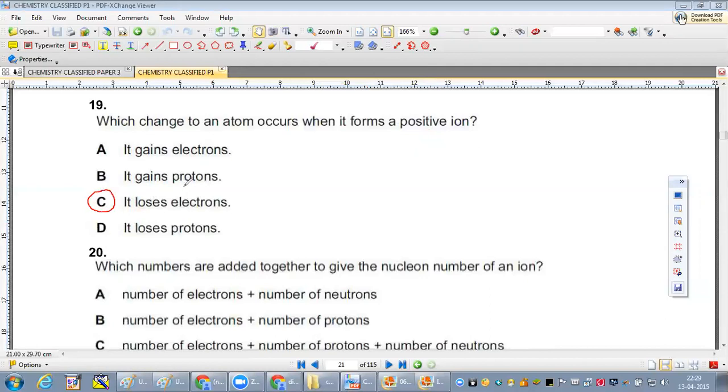You cannot gain or lose protons, that is not possible. If it gains electrons, it is gaining negative charge, then it is going to become a negative ion. If it is losing an electron, it is losing negative charge, so it becomes positively charged, that is a positive ion. So a positive ion is formed by loss of electrons, where the number of electrons will become less than the number of protons.